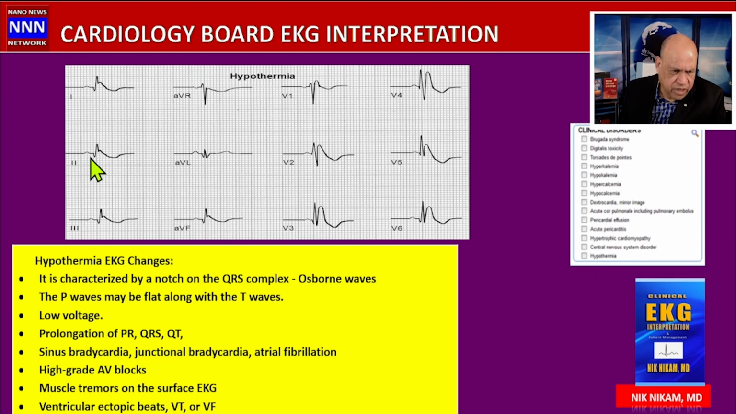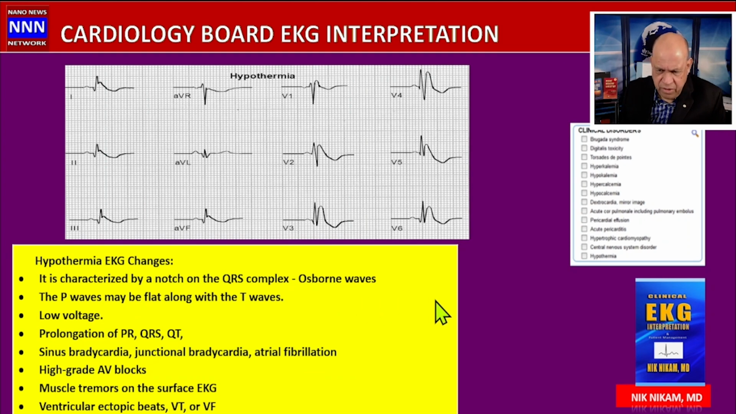The P waves can be flat. There is low voltage, and there is prolongation of the PR, QRS, and QT intervals. It slows down the entire metabolism. Remember, when you put something in the freezer, everything slows down. We have bradycardia, junctional bradycardia, atrial fibrillation, high-grade AV block, muscle tremors, and ectopic beats.